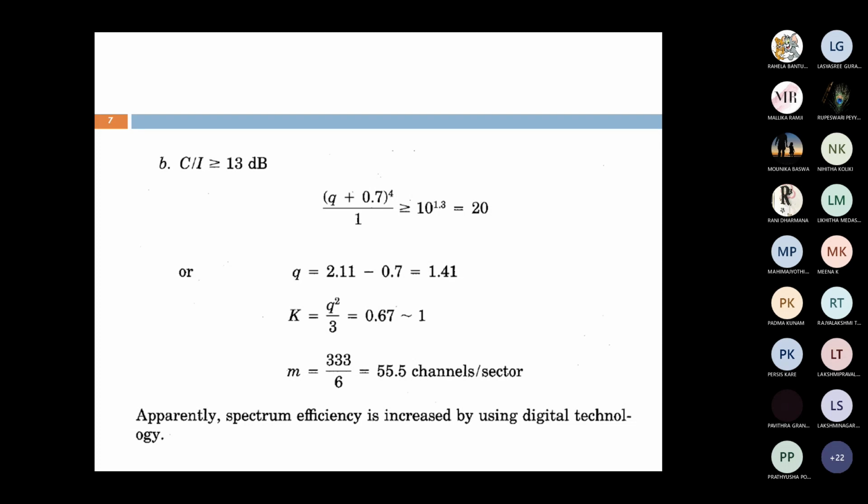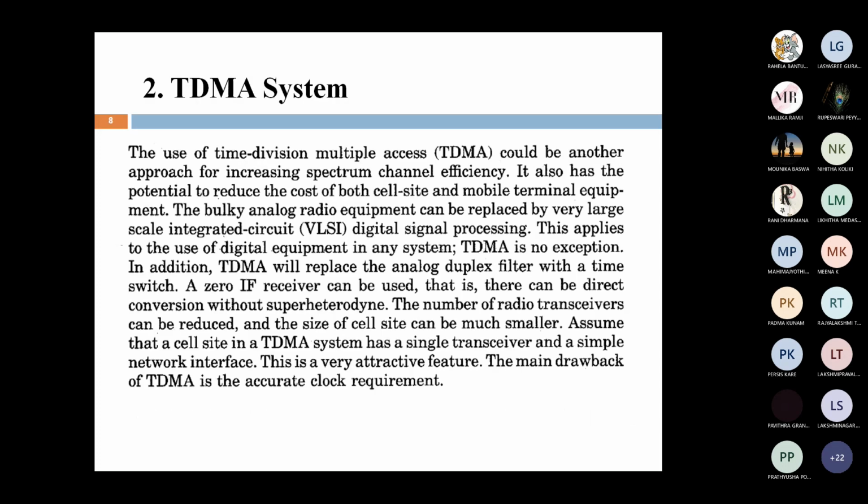This is a method to calculate how many number of channels per cell or how many number of channels per sector based upon the omnidirectional antenna system and directional antenna system to increase the capacity of an FDMA technique by using FSK. The second method is the TDMA system, that is the time division multiple access system. Why are you going for the TDMA system? To increase the spectrum efficiency.